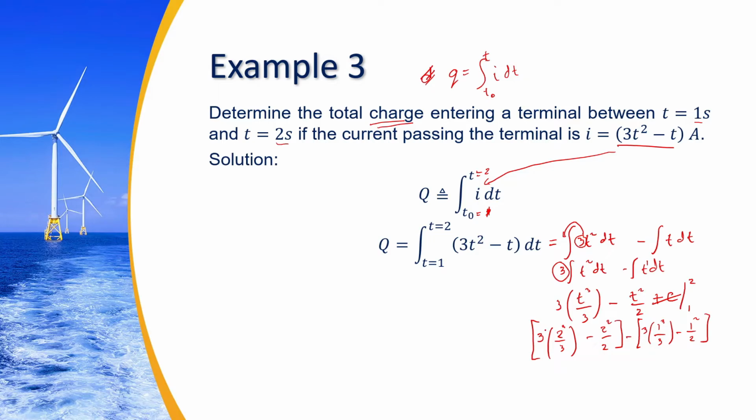Okay, pwede natin ito makancel, di ba? So matitira dito is 2 cube ay 8 minus 2 squared 4 divided by 2, 2, minus 1 cube is 1, 1 squared is 1 over 2 is 0.5 or 1 half, di ba? So 8 minus 2 ay 6 minus kalahati 0.5. So, ang magiging sagot natin is 5.5.